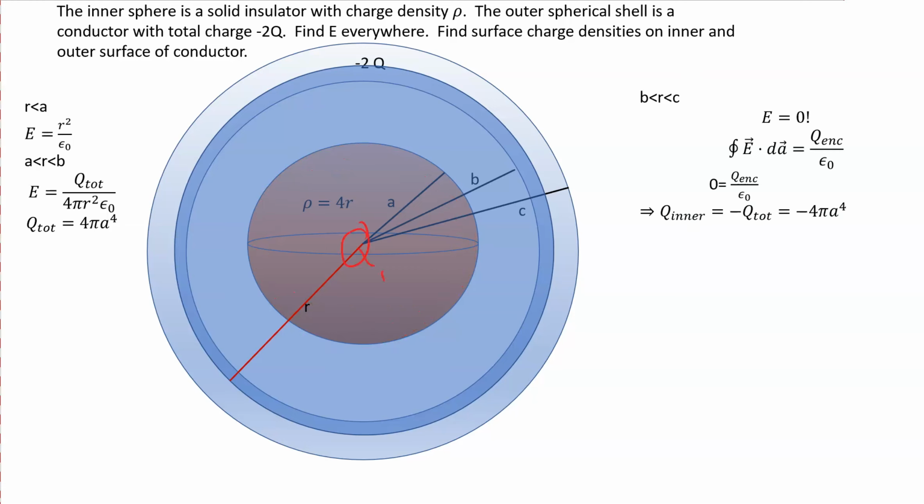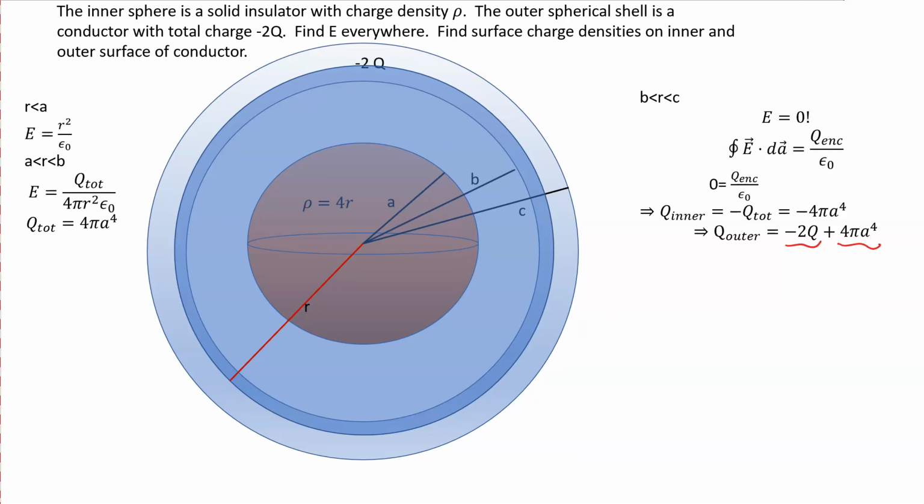If I have Q total here, the conductor will send a bunch of electrons to this inner surface, and those electrons will all add up to minus Q total. That way, if I look inside my sphere, I have zero net charge. That is how conductors create no electric field inside of them. So that's how much charge is on the inner surface. And then if I want to know how much charge is on the outer surface, well, I know that the total charge is minus 2Q. And so Q on the outer surface is the total charge minus the charge on the inner surface.